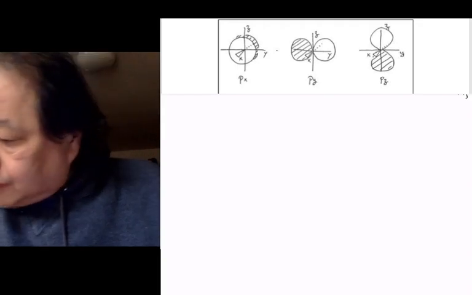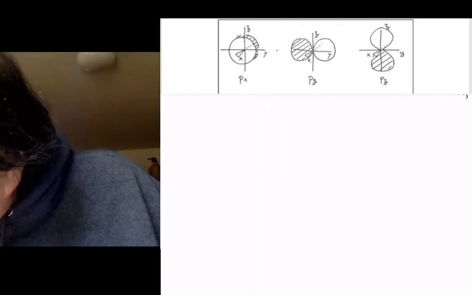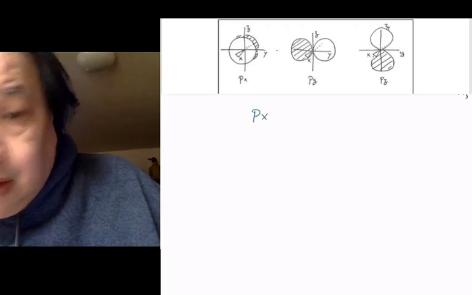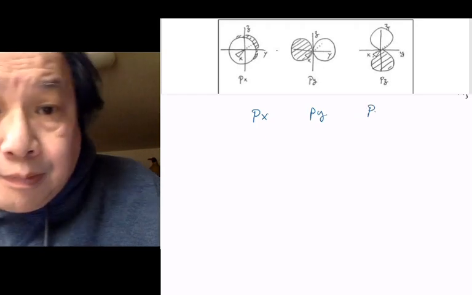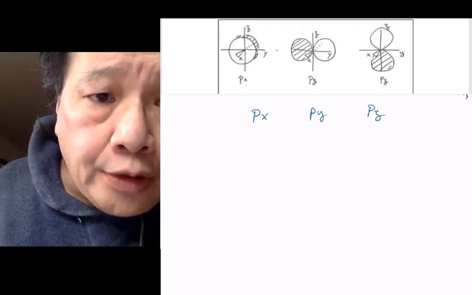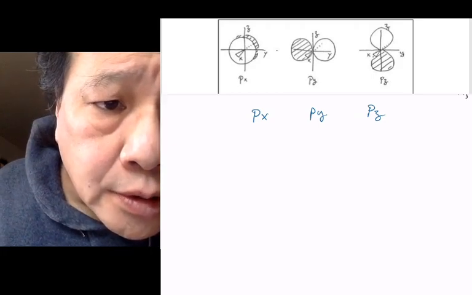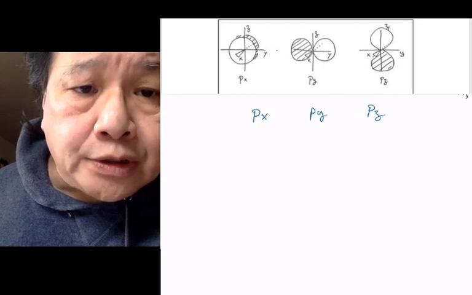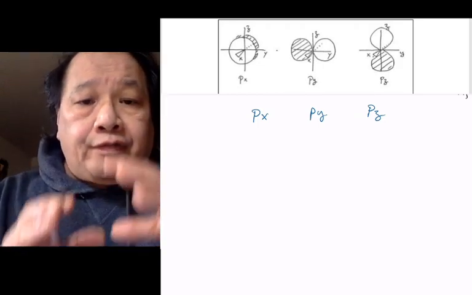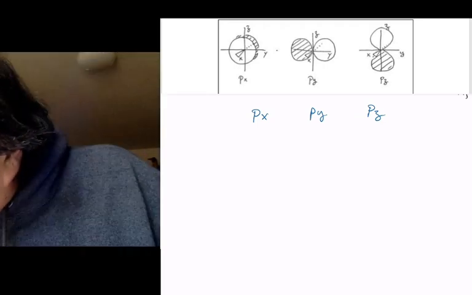There are 3 types. They are px, py, and pz. And notice that they each point in their own individual directions. So py points in the y direction, pz points in the z direction, and they both have one positive and one negative lobe. And now my first drawing tip.